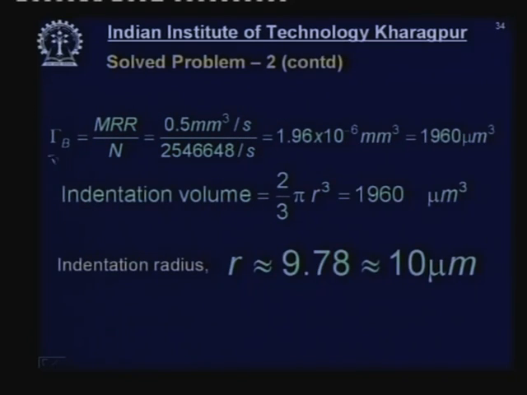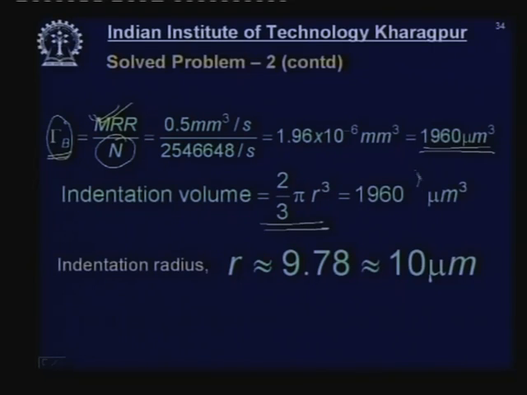Then I will find out how much is the total volume removed in a single impact, because I know material removal rate, I know number of impacts, thus I can find out what is the amount of material removal in a single impact. Once that has been done, we have already assumed the crater is hemispherical in nature. So, I know how much is the volume and I can equate that to this particular volume of 1960 micron cube.